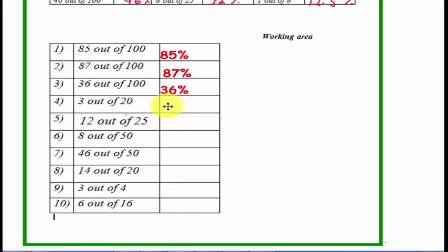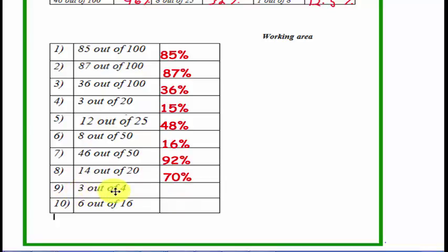All right, tricky one. 3 out of 20 for number 4. And that should be 15%. 12 out of 25 for number 5. 48%. 8 out of 50 for number 6 is 16%. Number 7. 46 out of 50 is 92%. And number 8. 14 out of 20 should be 70%.